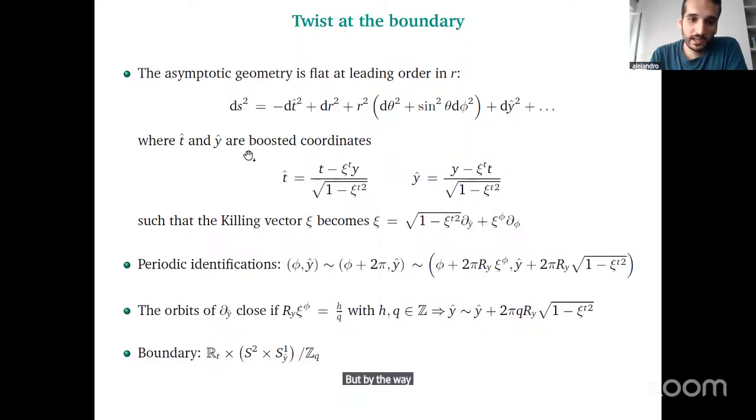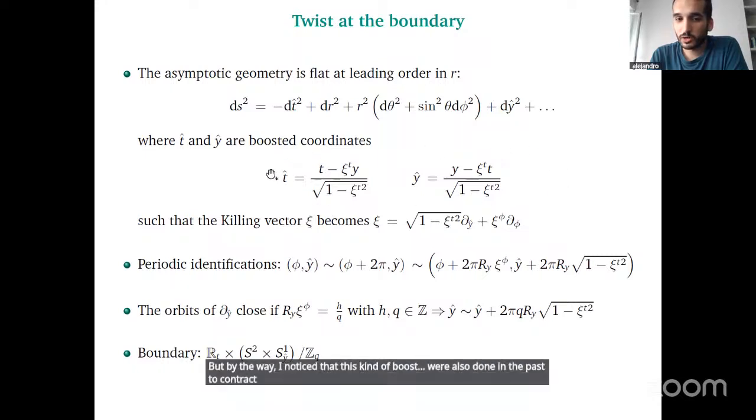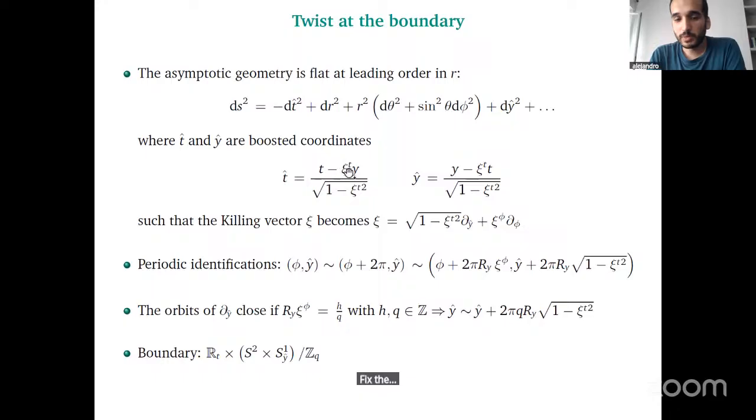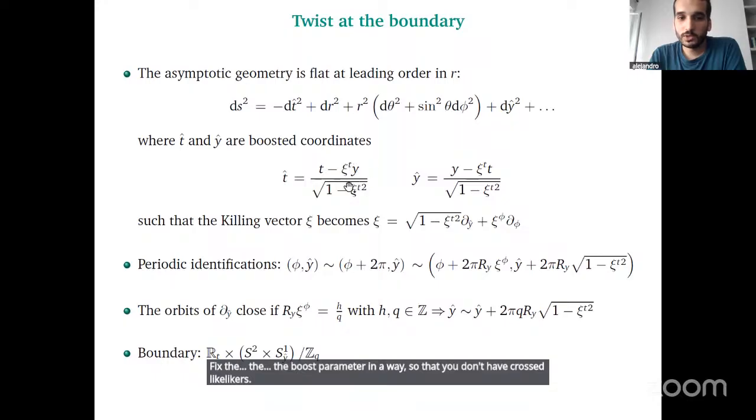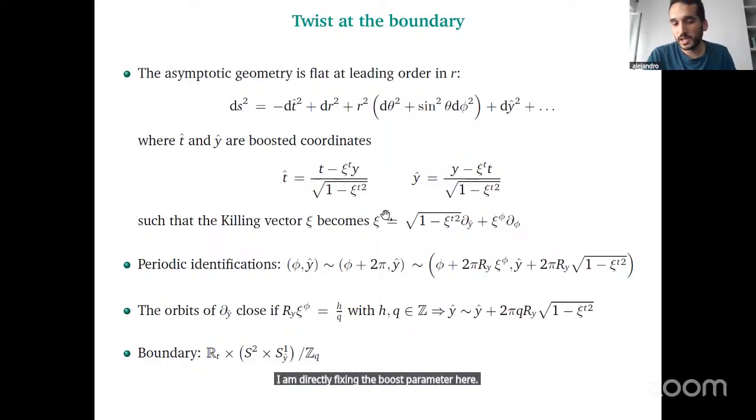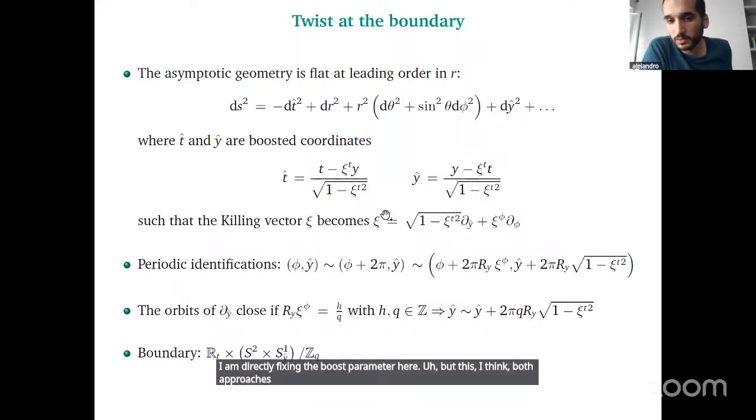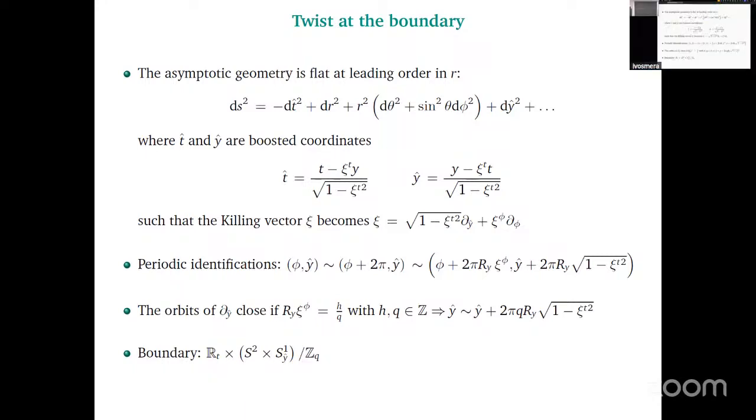But by the way, I noticed that this kind of boost was also done in the past to construct some horizonless microstate geometries by Justo, Matura. So it's the same trick. They did it in a different way. They first boost the solution and they fix the boost parameter in a way such that you don't have closed timelike curves. I am directly fixing the boost parameter here. But I think both approaches are actually the same. Okay, thanks.